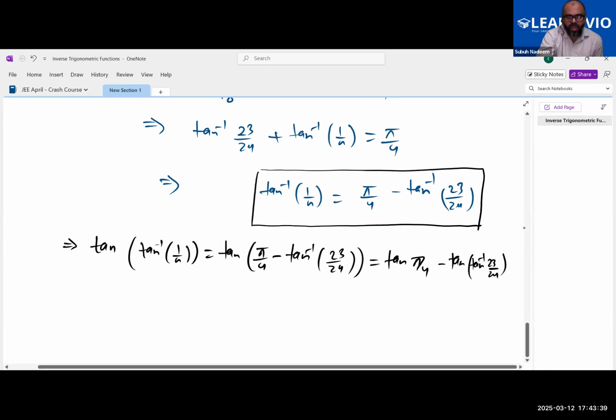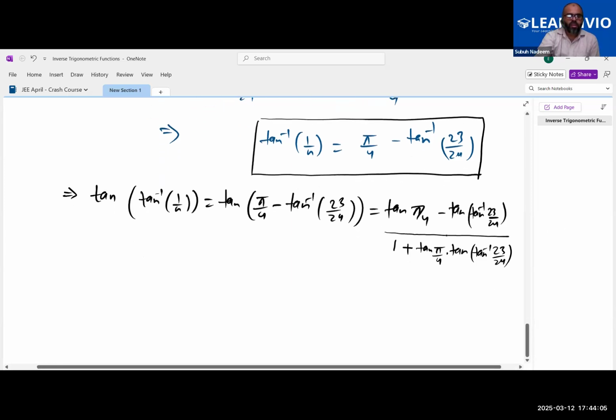And tan of pi by 4, when you apply tan over all of this, it will become tan of pi by 4 minus tan of tan inverse of 23 by 24, over 1 plus tan of pi by 4 into tan of tan inverse of 23 by 24. This is the same formula for tan of A minus B, which we do in trigonometry in class 11. So first of all, what will happen here? This tan of tan inverse 1 by n will become simply 1 by n.